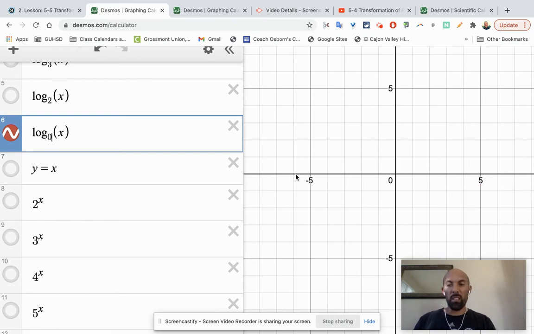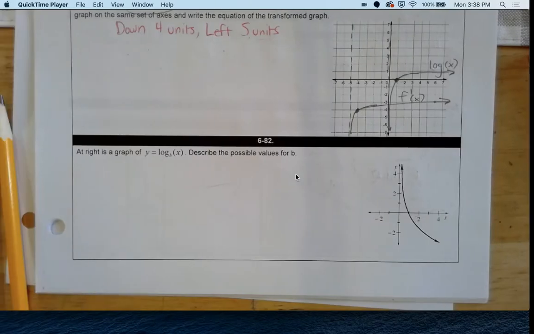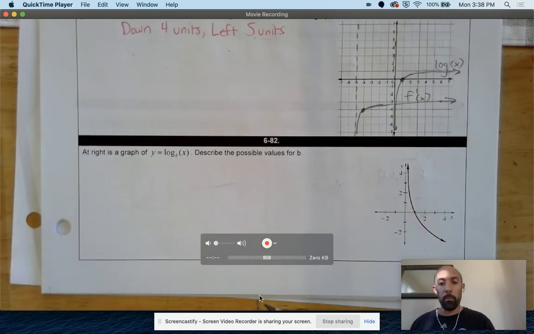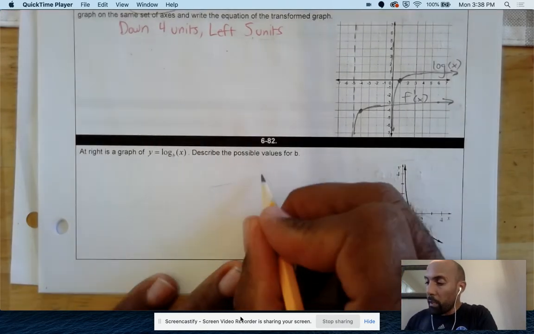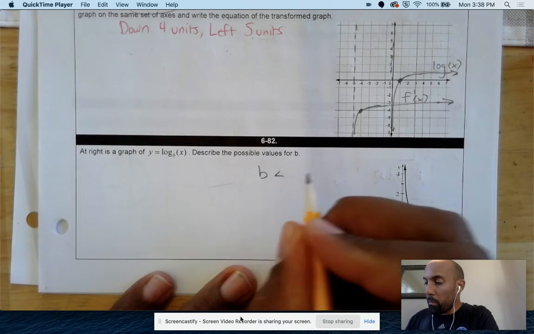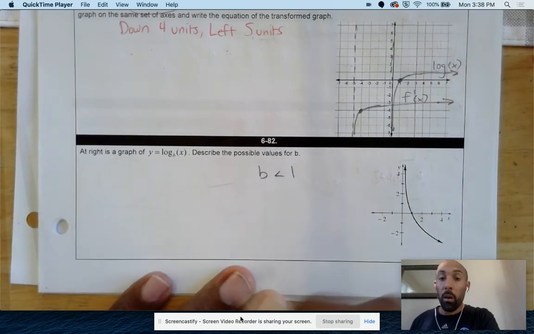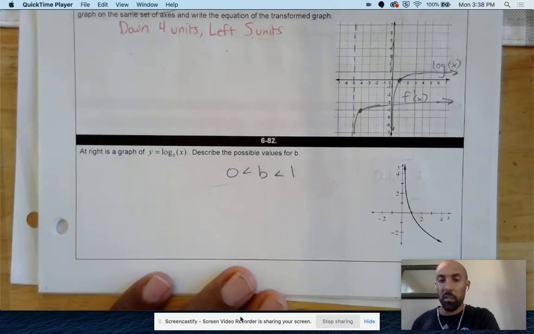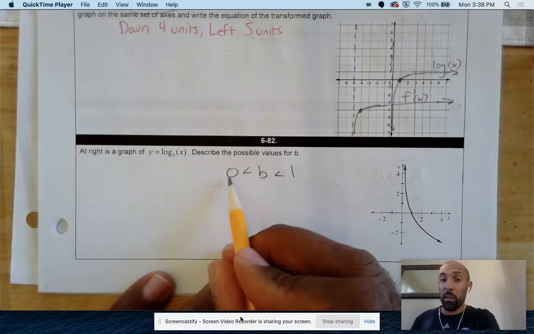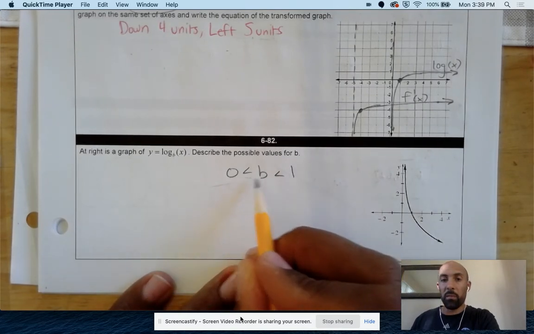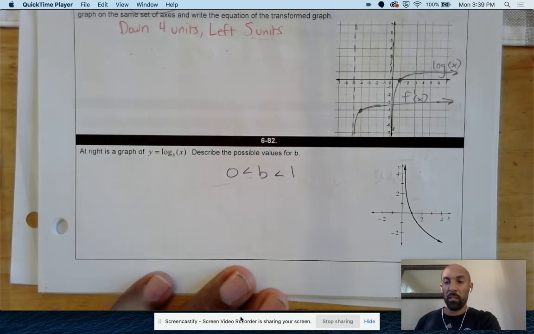But as soon as I go to 0, it doesn't exist anymore. If I do a negative number, it doesn't exist. So in other words, it has to be bigger than 0, but less than 1. So that's the trick to make this thing flip: your b value has got to be less than 1, but also greater than 0. It can't be equal to 1, and it can't be equal to 0, so I don't put the equal to sign down here. It has to be between the two.